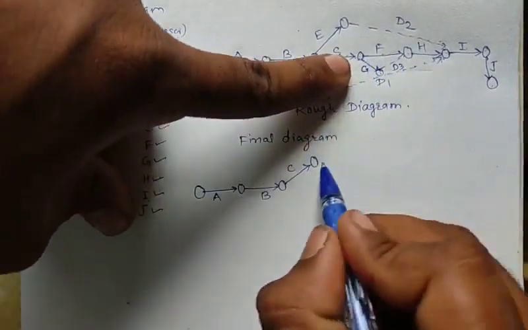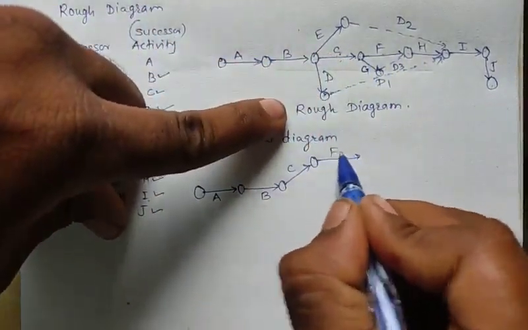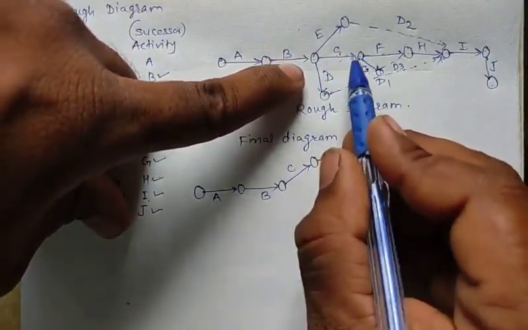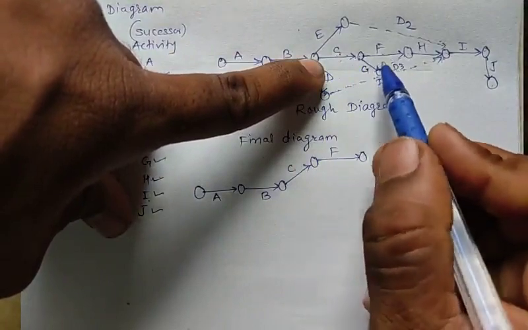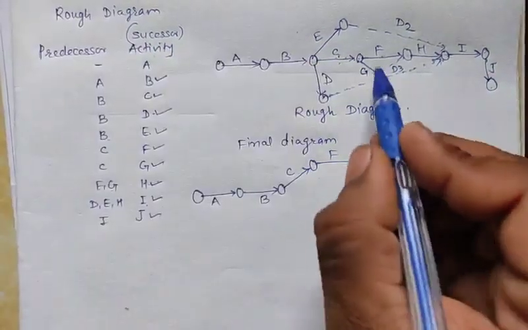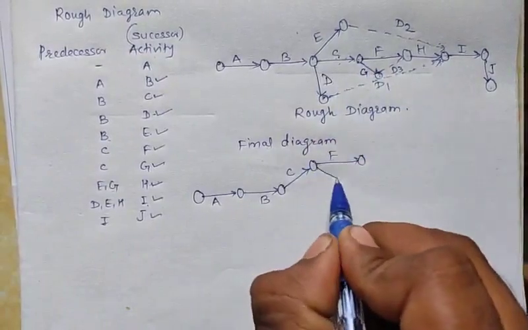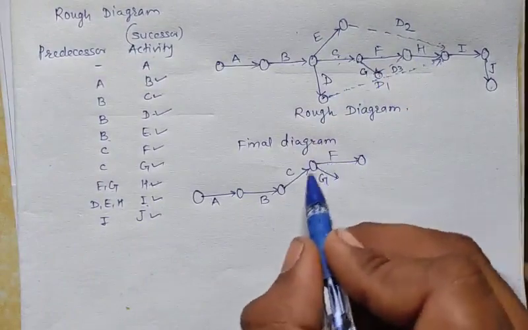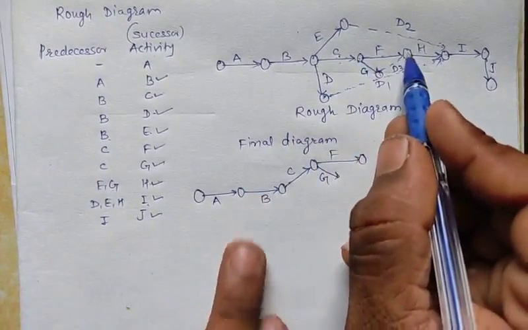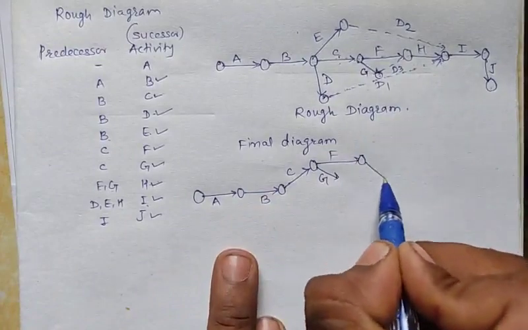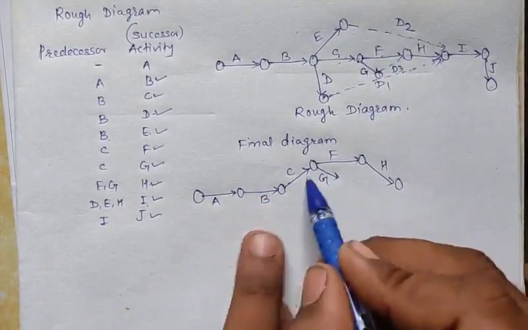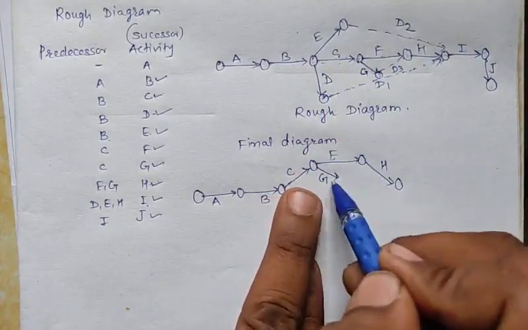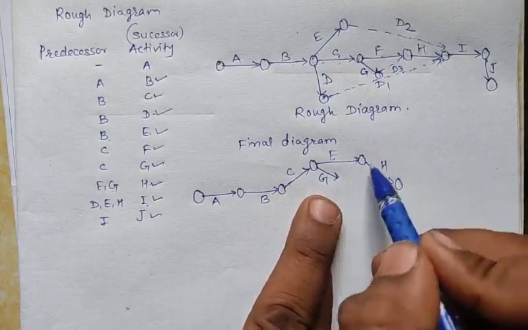Now C goes to F. Suppose C goes to F here, and also C goes to G. I will write here G, C goes to G, and G goes to H. So here C goes to F, and F goes to H. So this is H. C goes to F, C goes to G, and G goes to H. So this is our H.